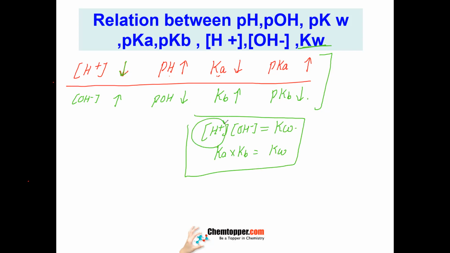This relationship is the outcome of these equations. If H plus is more, OH minus is less. If Kb is more, Ka is less, like this, because this Kw is a constant. It has a constant value 1.0 times 10 raised to power minus 14 at 25 degrees Celsius. So if this value is not changing, if you increase H plus, OH minus will decrease so that the product should remain this only.